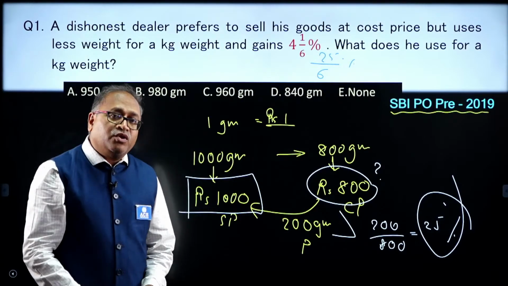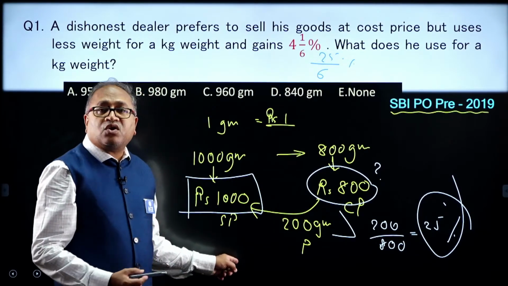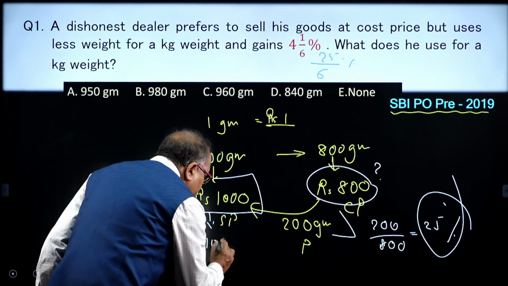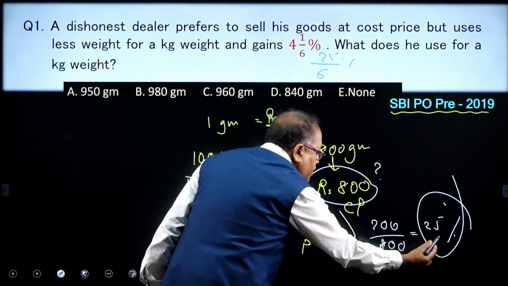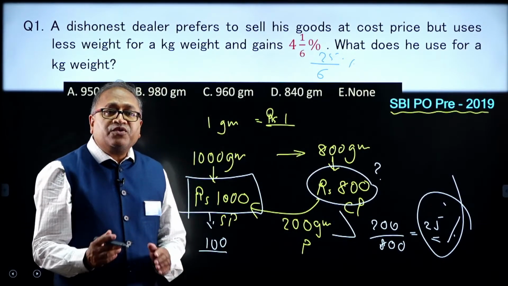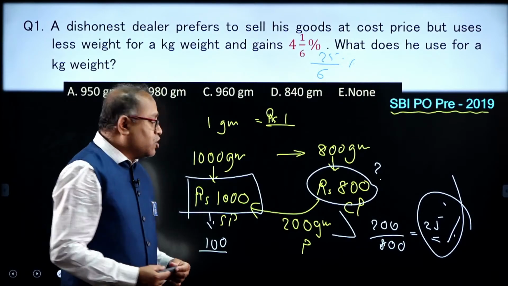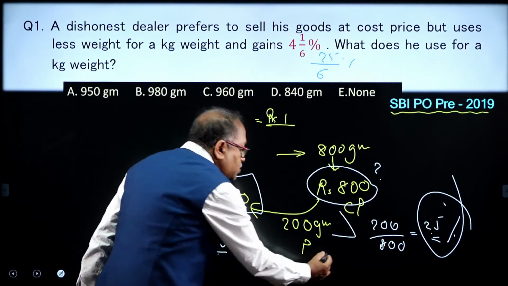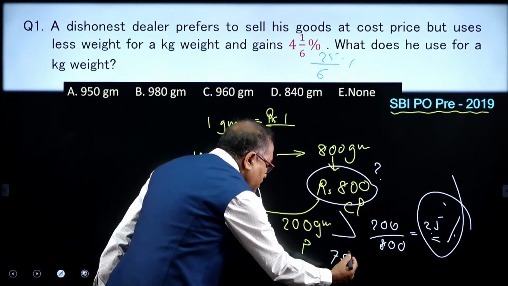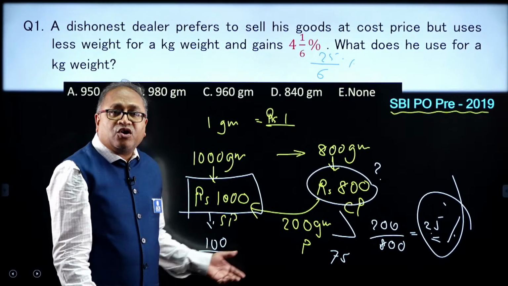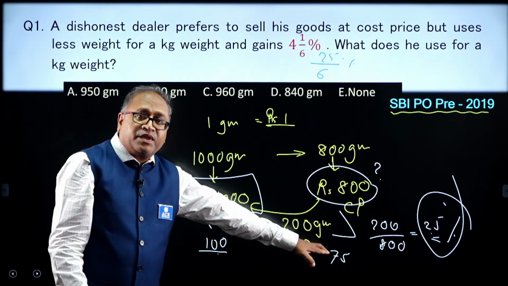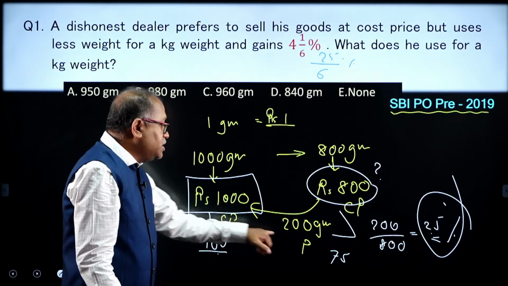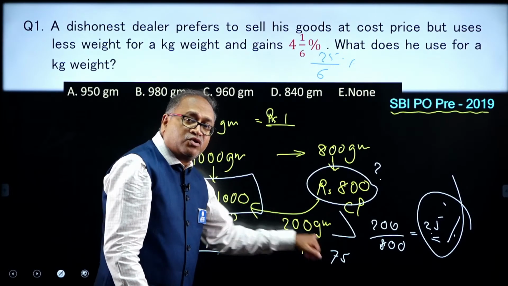What I know is the selling price is always 100, and there is a profit of 25%, so what will be the cost price? The cost price will be selling price minus profit, that is, the cost price in this case will be 75 out of 100. So, that means how much is he selling? He is only selling 75 out of 100.